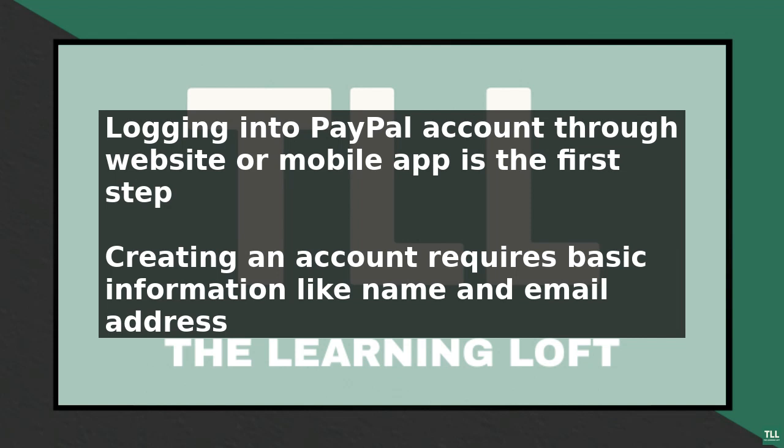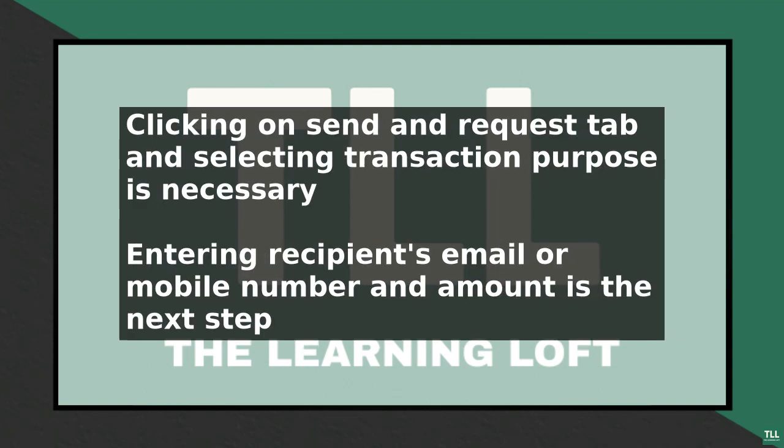Once you are logged in, click on the Send and Request tab at the top of the page. Then select Send Money to Friends and Family or Pay for Goods and Services. Depending on the purpose of your transaction, enter the recipient's email address or mobile number, and the amount you want to send. You can also add a note to the payment if you want to include any additional information.